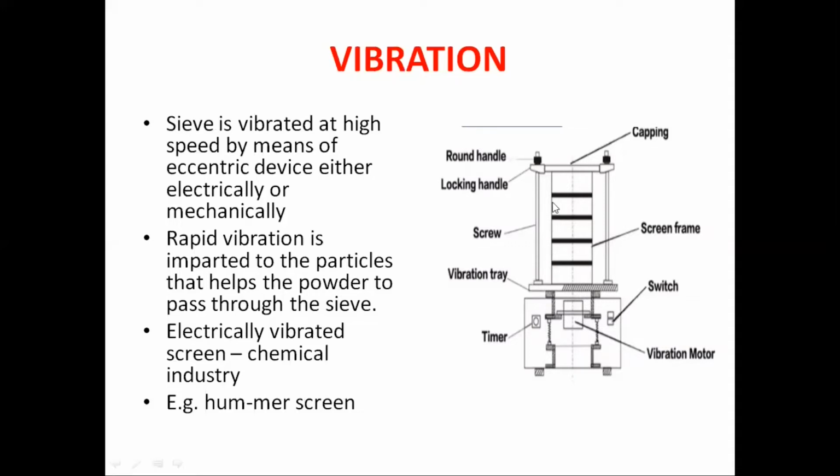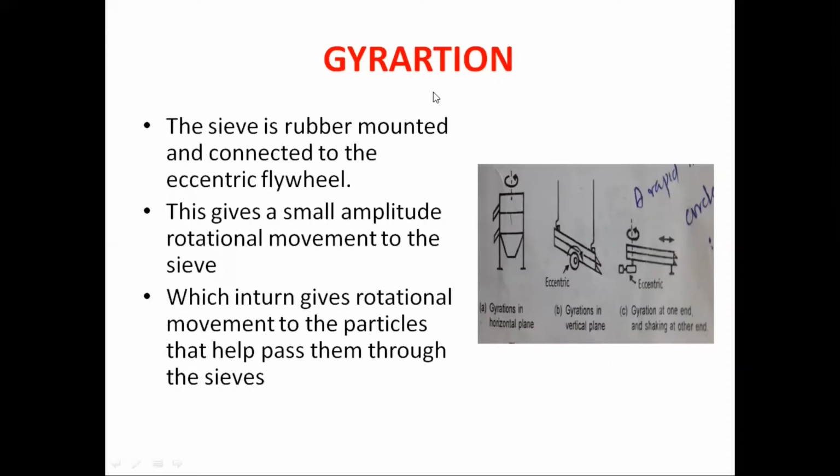In this case, the sieve is vibrated at high speed by means of an eccentric device, either electrically or mechanically. Here you can see an electric motor. With the help of this electric vibratory motor, rapid vibration is imparted to the particles present in the sieve, and that vibratory motion helps the particles to pass through the sieve. Okay, electrically vibrated screens are commonly used in the chemical industry, for example, the hammer screen.